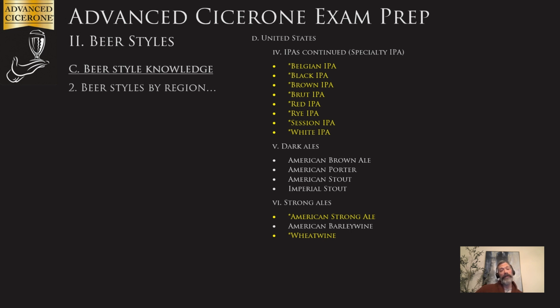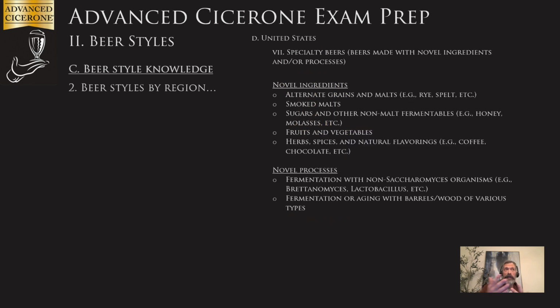And we're not done there. Again, this is also in Level 2: some of the specialty beers talking about novel ingredients, novel processes. Technically, this was in Level 2, but I have a feeling that with the Advanced Cicerone, they're more likely to pull some good questions where you're going to need some knowledge on these. Brettanomyces definitely is going to probably be in that exam somewhere. And we're not done yet.